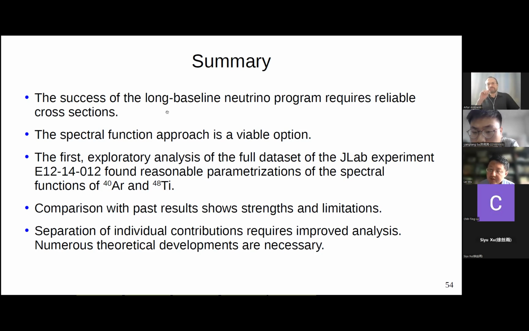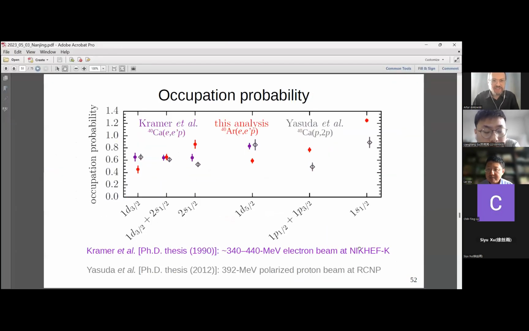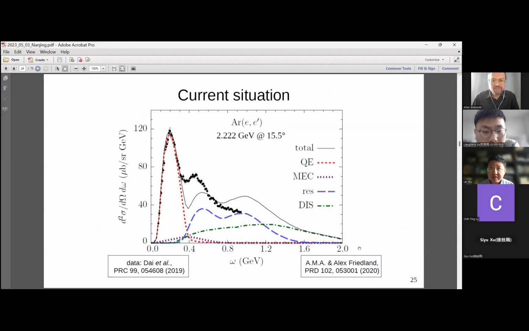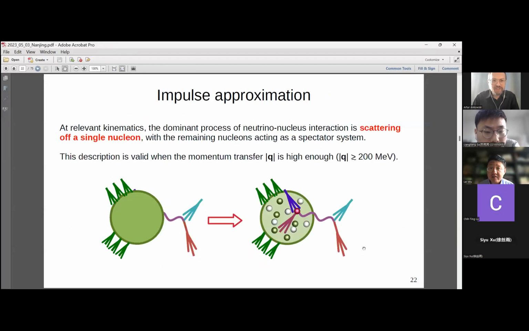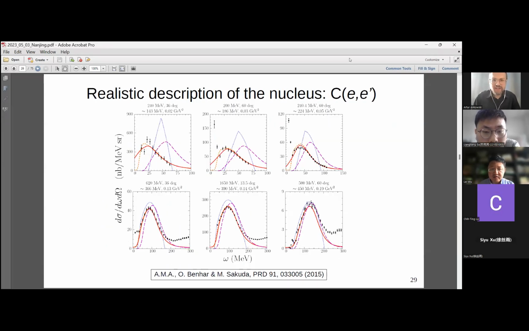Yes. So there's another question. What's the reason for the... Let me go back very quickly. That's an excellent question. Why are we limited by the high momentum transfer? Or high enough, I would say, a momentum transfer.